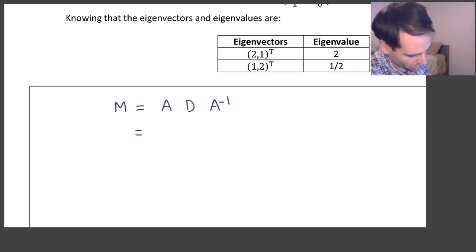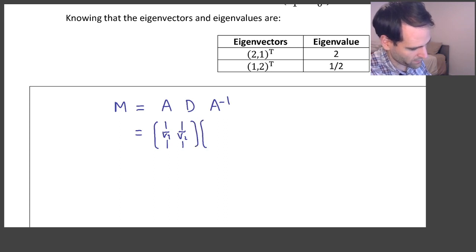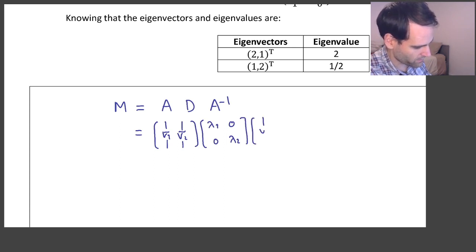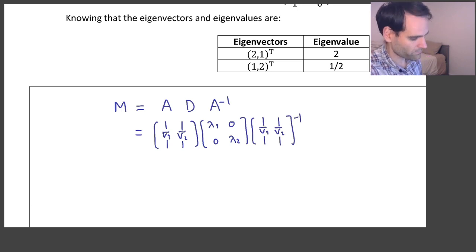So matrix A contains the two eigenvectors, V1 and V2. Matrix D contains the two eigenvalues, lambda 1 and lambda 2. And the inverse of A is just the same matrix as A, but inverted.